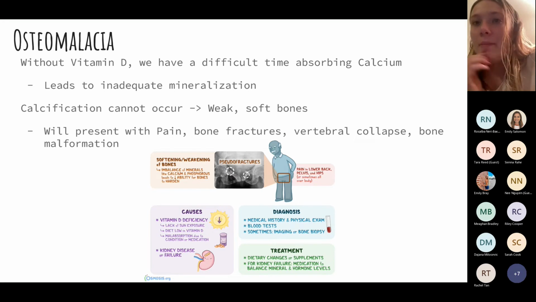Osteomalacia sounds similar to osteoporosis, but it is pretty different. Essentially, with osteomalacia, we're having a really difficult time absorbing calcium due to a lack of vitamin D. If we don't have vitamin D, we cannot absorb calcium. What does calcium do? It helps us mineralize our bones. So if we can't mineralize and calcify our bones, they're going to be weak and soft. These patients have a lot of pain, bone fractures, etc.